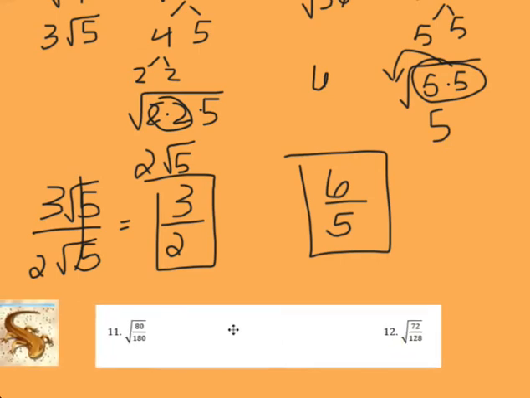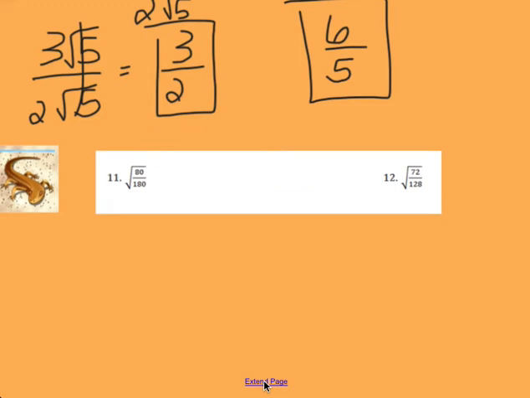So let's take a look now at number 11. So for number 11, we've actually already done the square root of 80. And we did the square root of 80 in problem number 3. And when we did it in problem number 3, we ended up getting 4 square root of 5. Now, we haven't done 180 as of yet, so let's go ahead and do that.